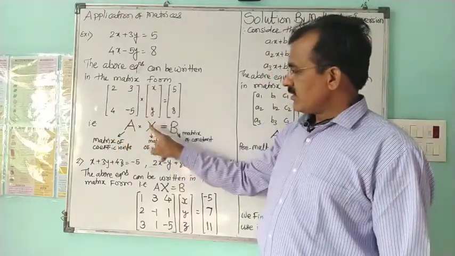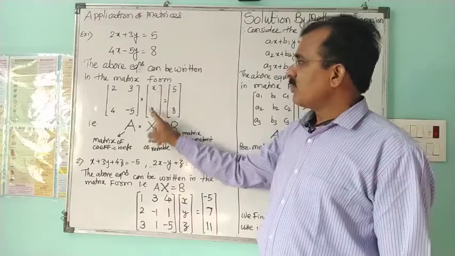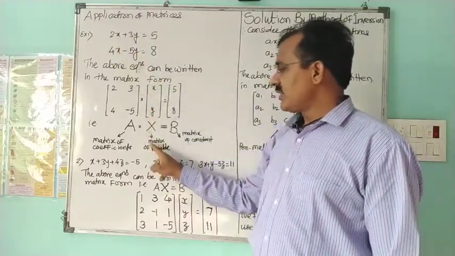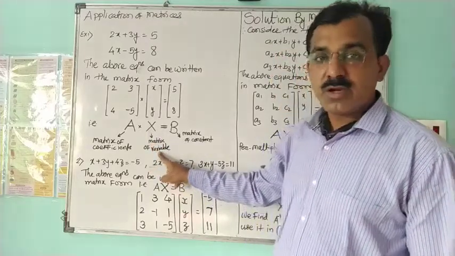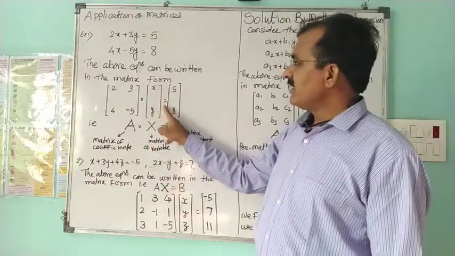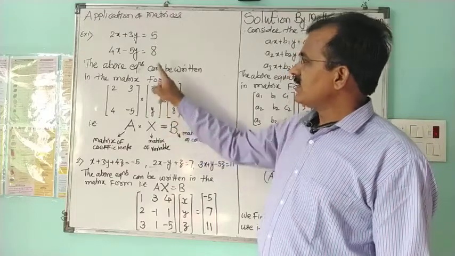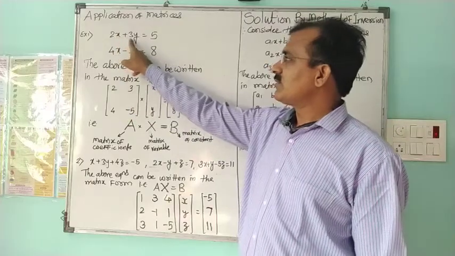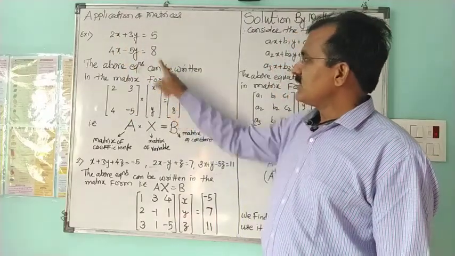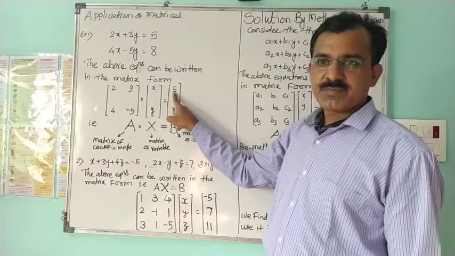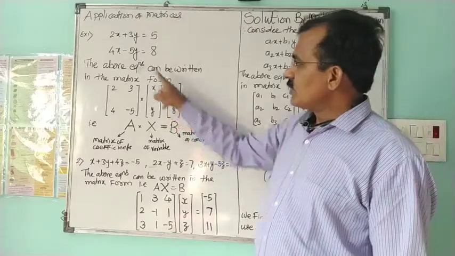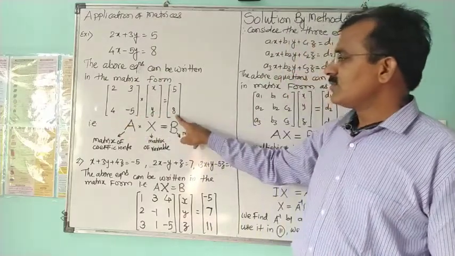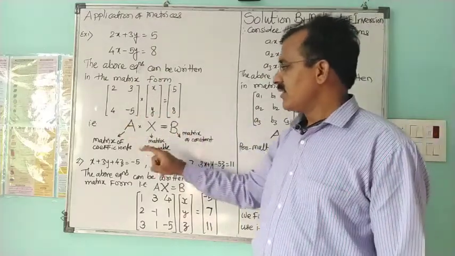This capital X matrix is a matrix of variables used in the equations, that is x and y. We are calling this matrix a matrix of variables or matrix of unknowns. On the right hand side we are using this column matrix. The coefficients of x and y from the first equation are 2, 3. That's why we are using this 5 in the first position. So 8 will be in the second position, as it is the constant of the second equation.